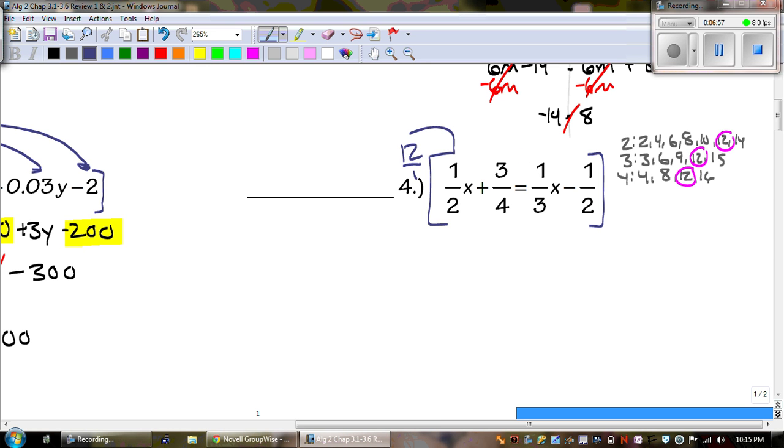So the first one is 12 over 1 times 1/2. Multiply straight across, we get 12 over 2, and 12 divided by 2 is 6. So 6x.